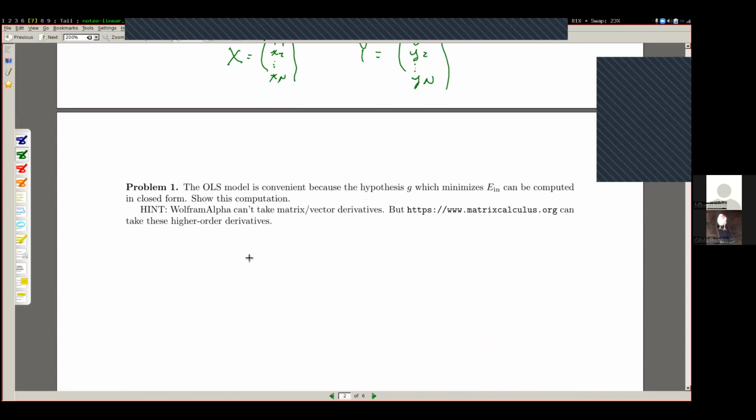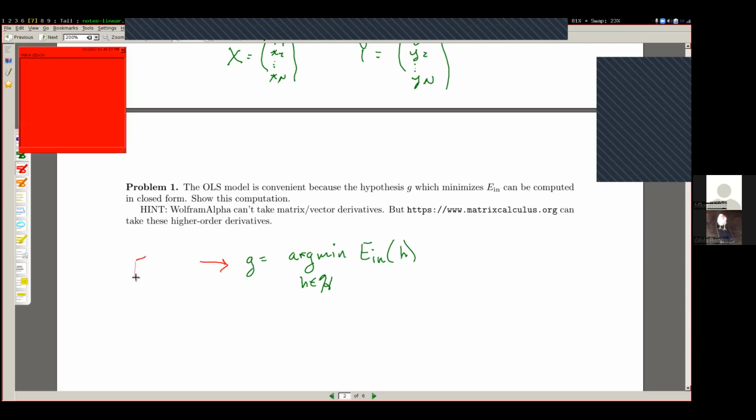So we're going to explicitly compute g equals the argmin over h in H of E sub n of h. And again, this formula right here is the very first formula that I had on the page where I called this g the empirical risk minimizer, the ERM. And so we're going to find a formula for the empirical risk minimizer of the ordinary least squares model.